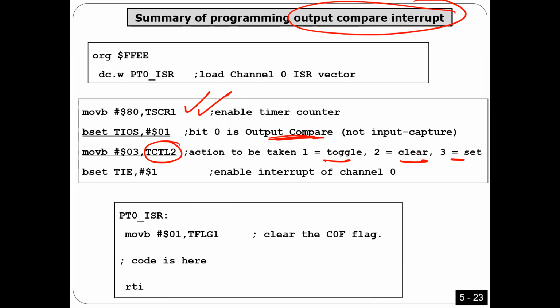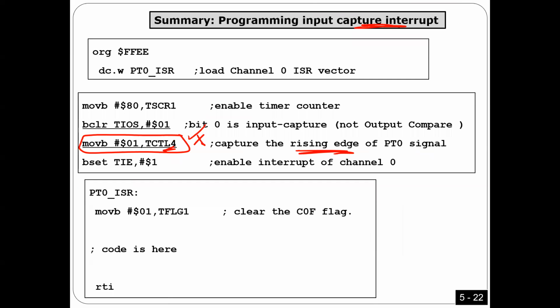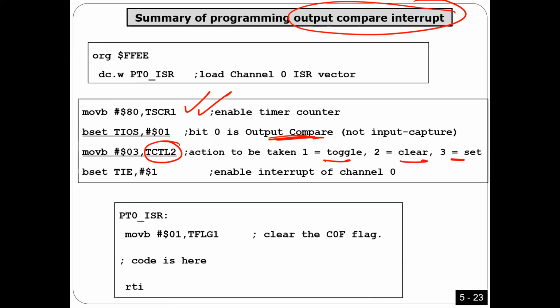Okay, guys. Also, in the interrupt subroutine, you have to clear the flag bit, as I mentioned. Is that okay? This is the same. It doesn't matter if you use the interrupt for input capture or output compare. You have to use the same thing here. Okay. Any questions?